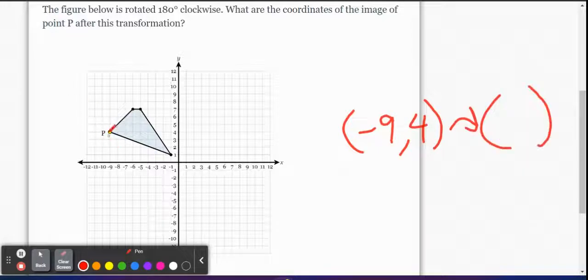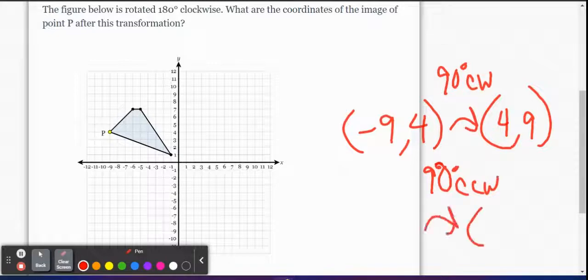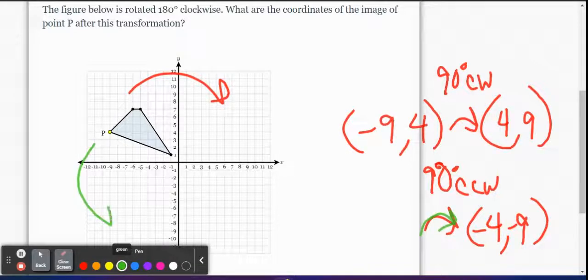So what you have to do, -9, 4, that's this point right here. If I rotated 90 degrees clockwise, it would go over here. You have to swap them. And since it's in the first quadrant, 4, 9, since it's in the first quadrant, it stays positive. That is 90 degrees clockwise. Now, if I said 90 degrees counterclockwise, you still swap them, so 4, 9 would be the numbers, but it would go in this quadrant right here, so it would end up being -4, -9. So you've got to be careful whether you're going clockwise or counterclockwise. Clockwise would be going in this direction, okay? Counterclockwise, this one, it would be going down here.